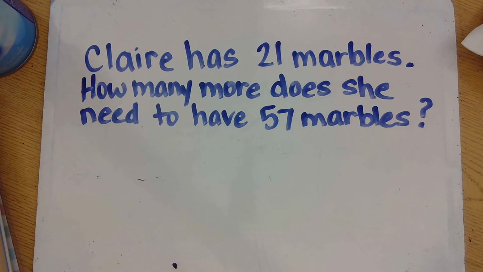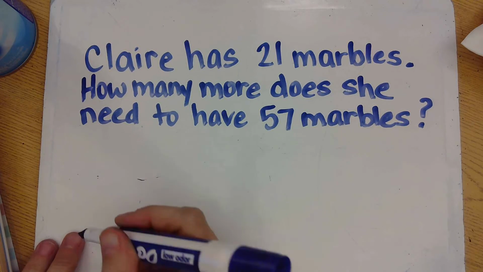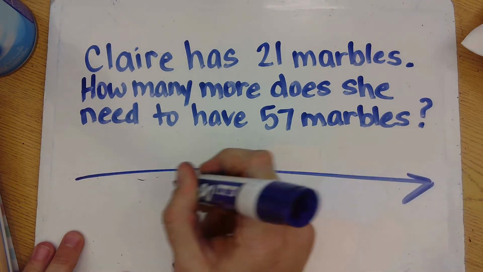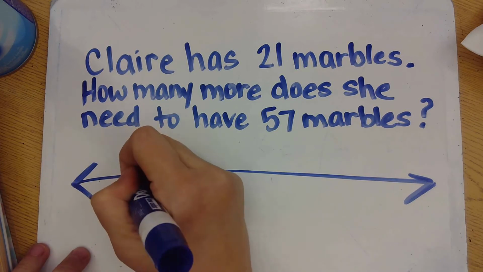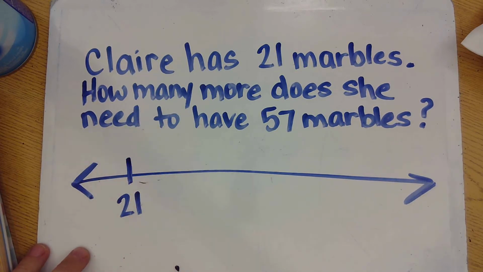Let's go ahead and take a look at another problem. Claire has 21 marbles. How many more does she need to have 57 marbles? What I can do is use my open number line tool, and I can start at 21 marbles because that's how many she has, and I can count on by tens and then by ones to find out how many more she needs to get to 57.